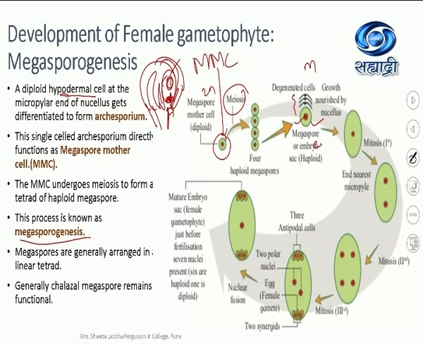So, students, please remember, in megasporogenesis, 1 MMC finally gives rise to only 1 haploid megaspore, correct? But in microspore formation, 1 microspore mother cell gave rise to 4 haploid microspores. Here it gives rise to 1 megaspore. Which one is remaining alive? The one which is towards the chalazal end. What happens to the remaining 3? They get degenerated. Now further what happens?